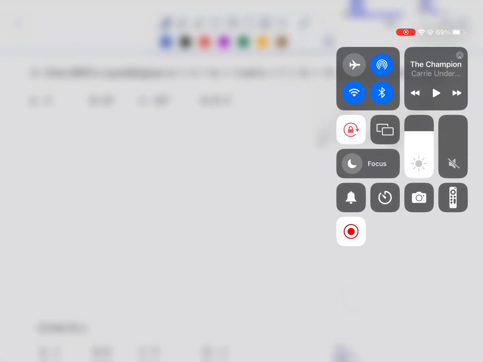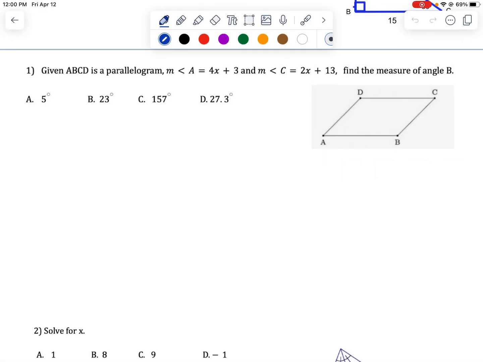All right. Here we go. Some cumulative practice. We're gonna sprinkle these in, just to prepare you for the end of the year.